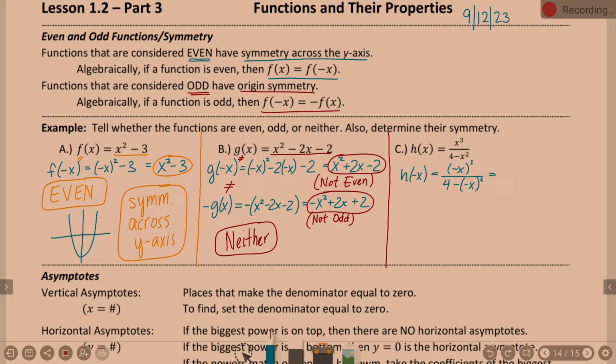What is a negative x raised to the third going to be? Negative x to the third, right? The negative raised to an odd exponent is negative, over 4 minus, what is negative x to the second? Positive x to the second, right? So now keep in mind, it was already 4 minus. That negative x to the second is just positive x to the second. So this is 4 minus x to the second.